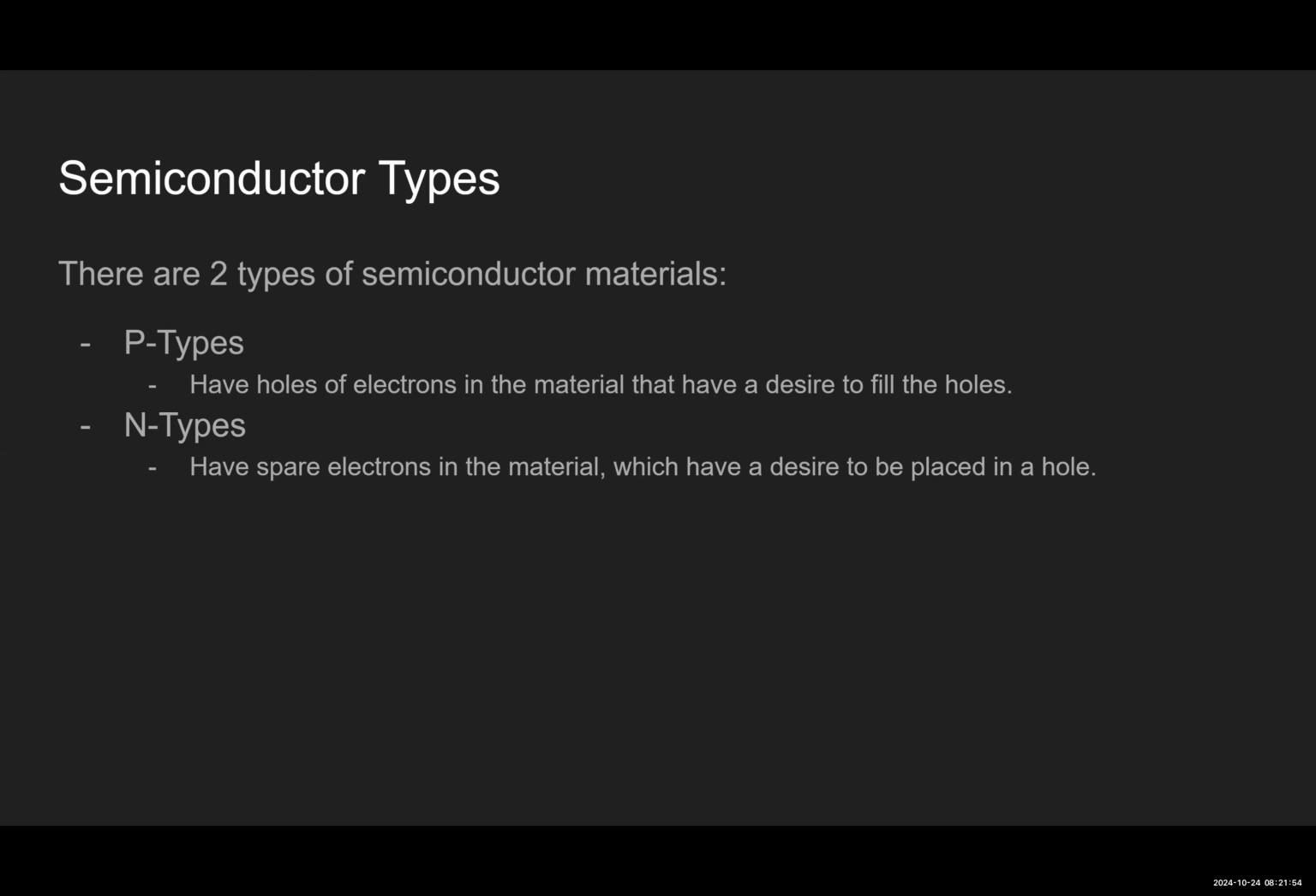And then semiconductor types: there are two different types of semiconductor materials. P types have holes of electrons in the material that have a desire to fill the holes. The easiest way that I remember which one has holes and which one doesn't is that P is positive, so it has fewer electrons, it has holes, and N is negative, it has spare electrons, more electrons than protons. N type semiconductors have spare electrons in the material, which have a desire to be placed in a hole.